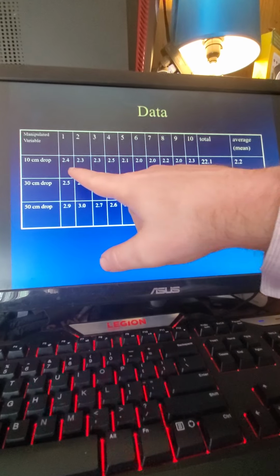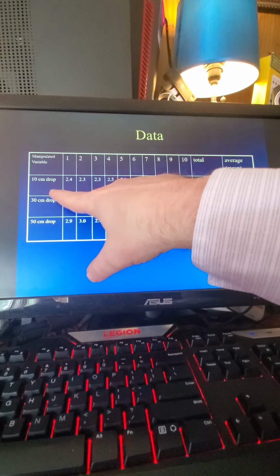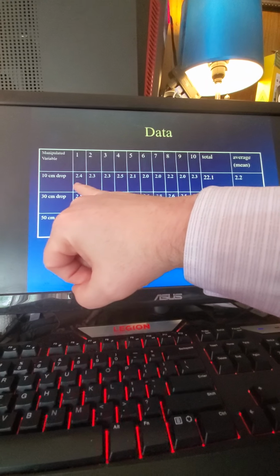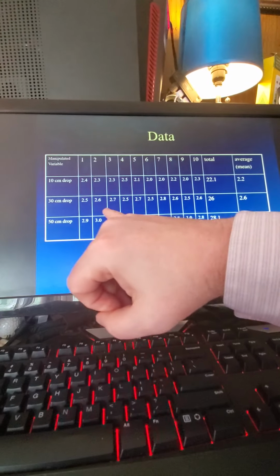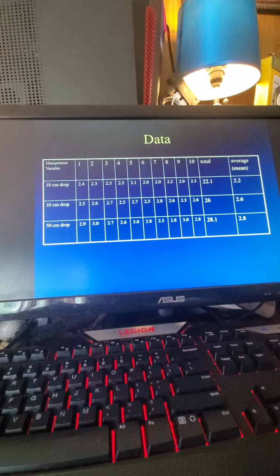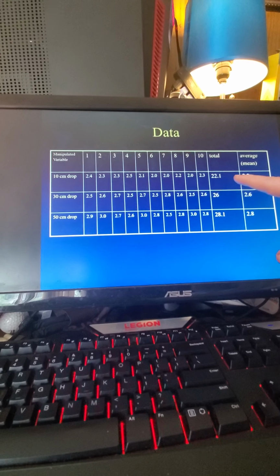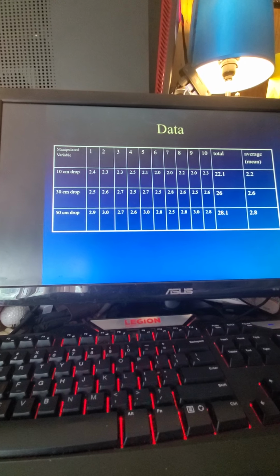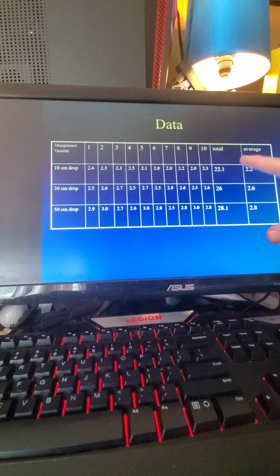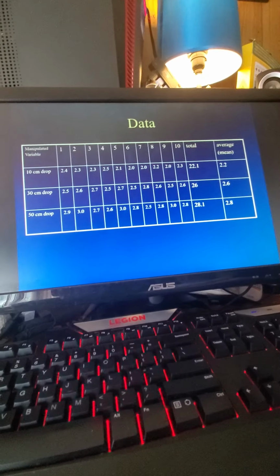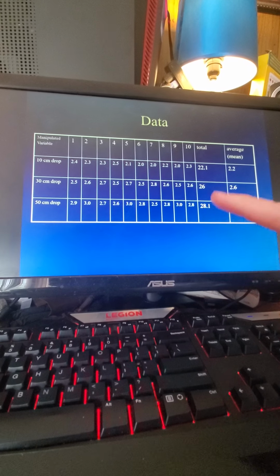The drop heights are represented here. My manipulated variable is my drop height. My dependent variable, or my resulting variable, are these diameters here. I measured in centimeters. I've got my total here. So in other words, the total amount of diameter created by impact craters at 10 centimeter drop was 22.1 centimeters, 26 centimeters at a 30 centimeter drop, and 28.1 centimeters at a 50 centimeter drop.